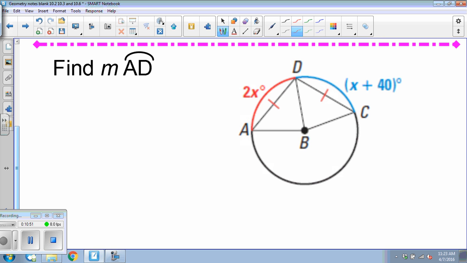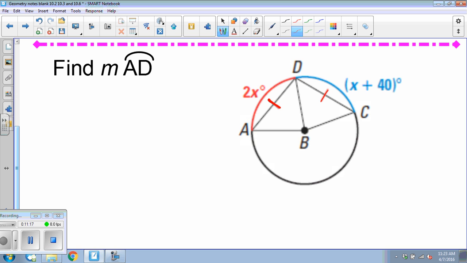Yes, it is. It is exactly the same as the first theorem. Okay? What do we know? If the chords are congruent, what else is congruent? Their arcs are congruent, right? So, according to this drawing, they told us these 2 chords are congruent, which means that the arc in red and the arc in blue are also congruent.